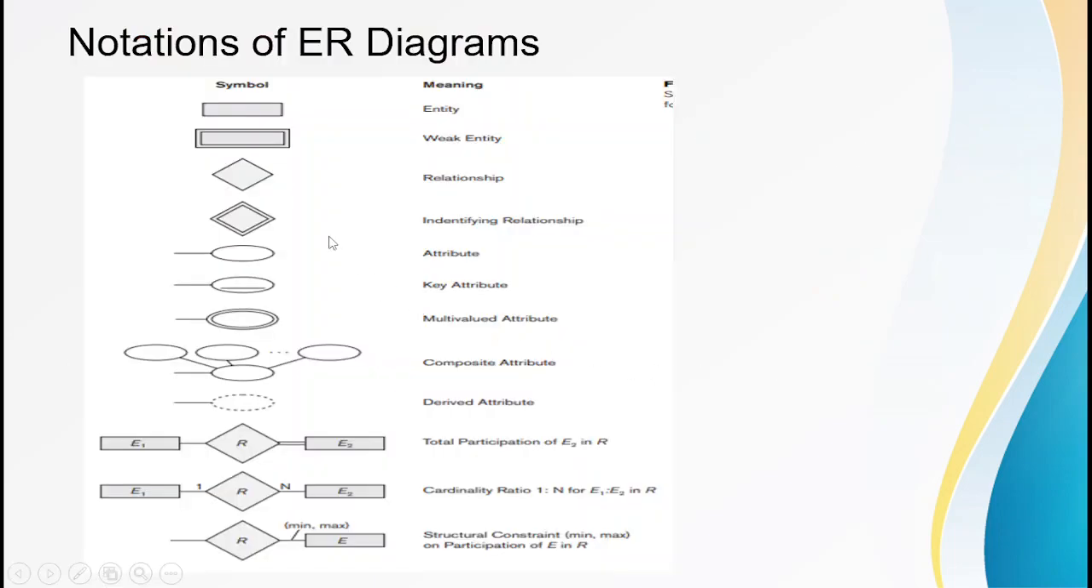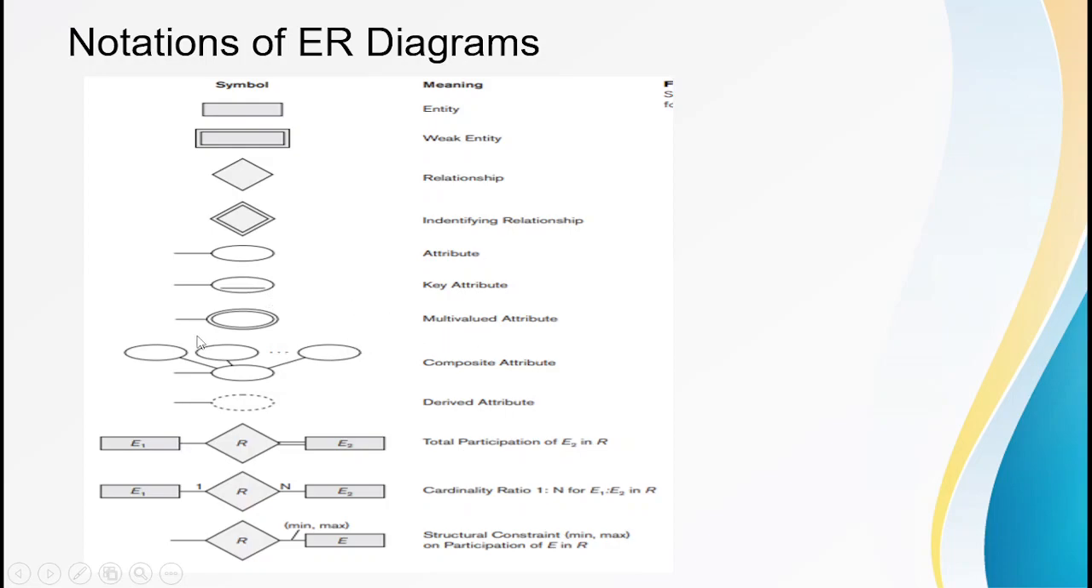Let us see the notations. A rectangular box represents an entity. A double rectangular box represents a weak entity. A diamond box represents a relationship and a double diamond box represents an identifying relationship. An oval represents an attribute. If it is a key attribute, then you should underline it.